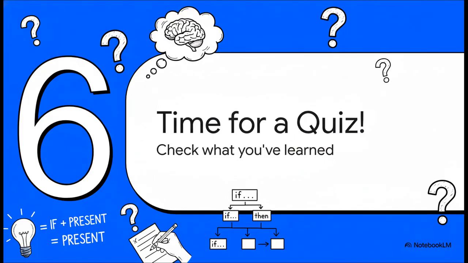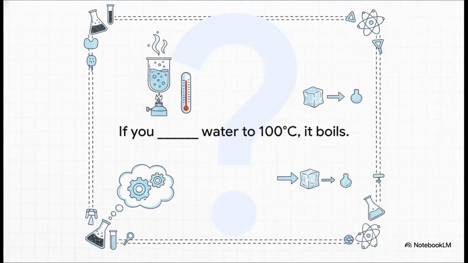All right, you've seen the rules, you've seen the examples. I think it's time for a little quiz to see what you've learned. So, how this will work is I'll read out the question, give you a beat to think about it, and then we'll go over the answer. Ready? Let's do it.